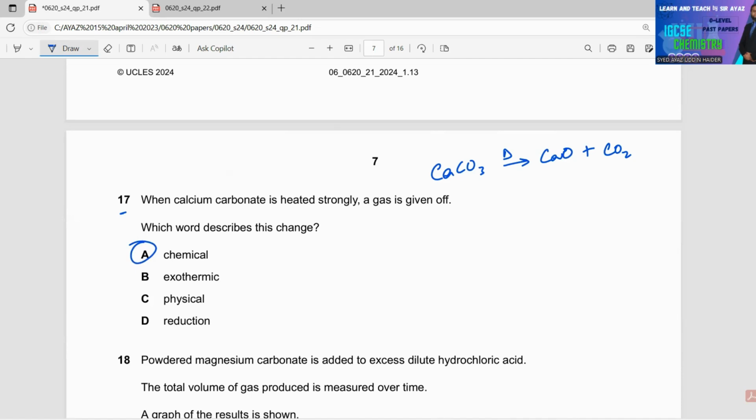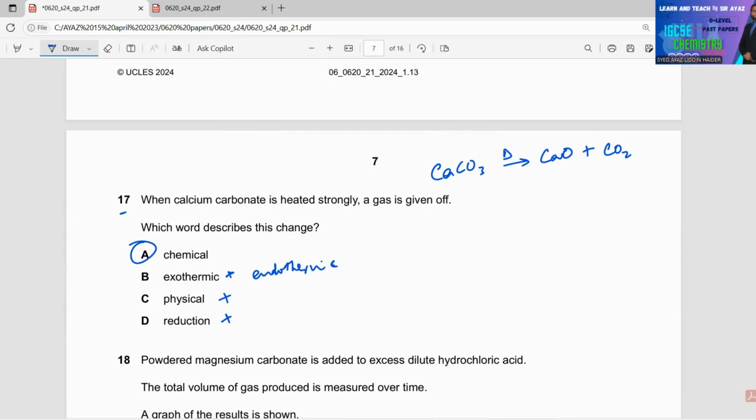All the other choices are incorrect. It's not exothermic because the reaction takes in energy, which means it's endothermic. C is physical, it's not a physical change, it's a chemical change. D is reduction, it's not reduction. There isn't any change in the oxidation number of any elements here. So A must be the right answer in this case.